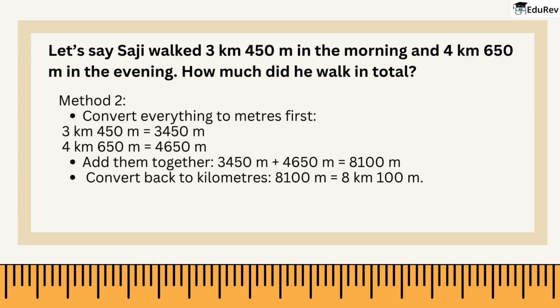Method 2. Convert everything to meters first. 3 kilometers 450 meters equals 3450 meters. 4 kilometers 650 meters equals 4650 meters. Add them together. 3450 meters plus 4650 meters equals 8100 meters. Convert back to kilometers. 8100 meters equals 8 kilometers 100 meters.